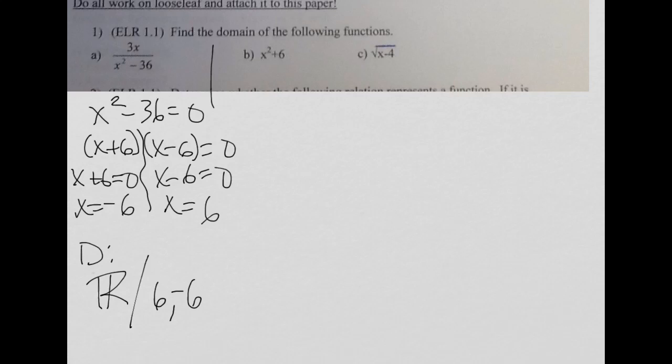For b, that's a polynomial, x squared plus 6. Is there any restriction for a number for that x for a polynomial? There is none. So for b, the domain is all real numbers.